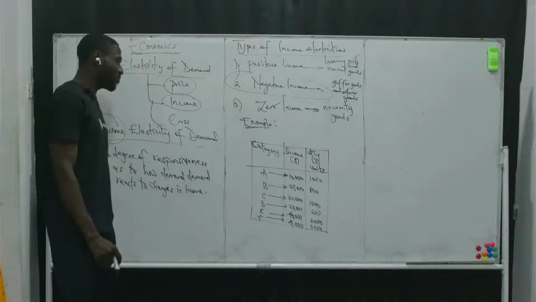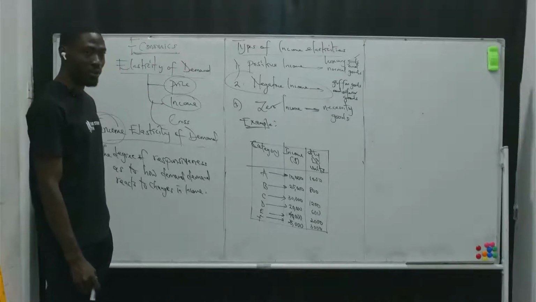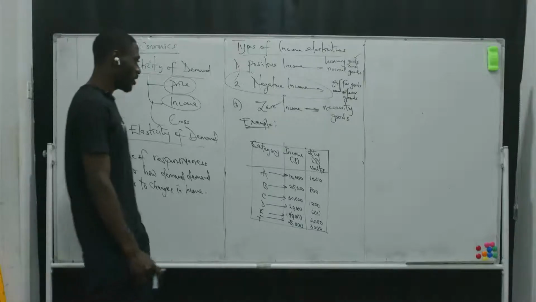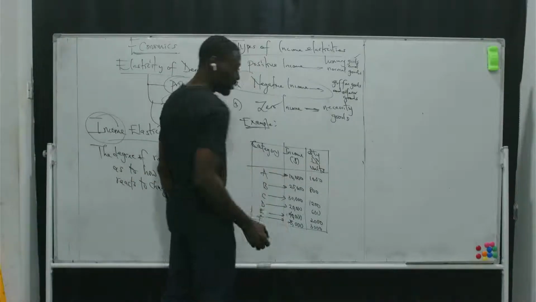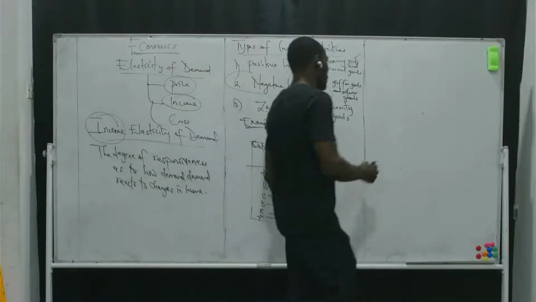So we have category, you have the income, and you have the quantity demanded, right? DD means demanded. Okay. Now, this is our category. So this is the question.